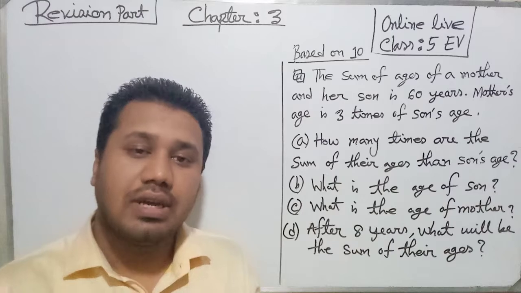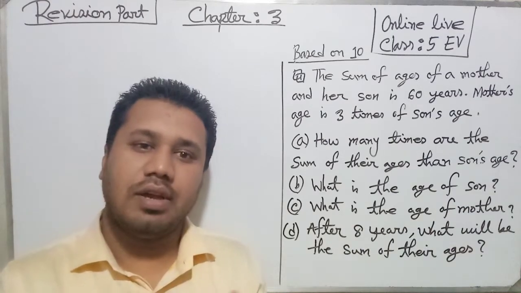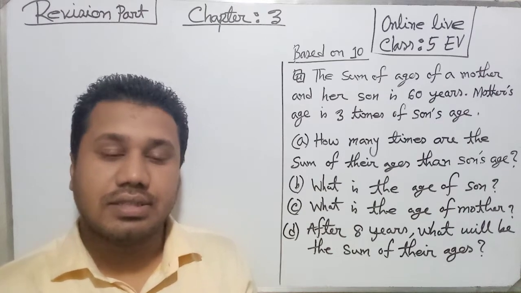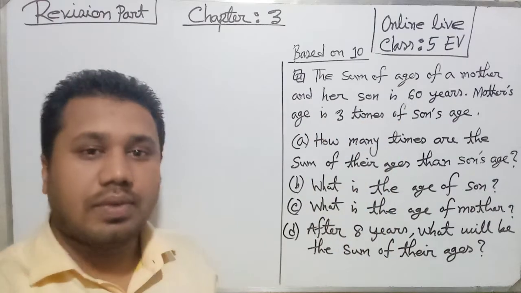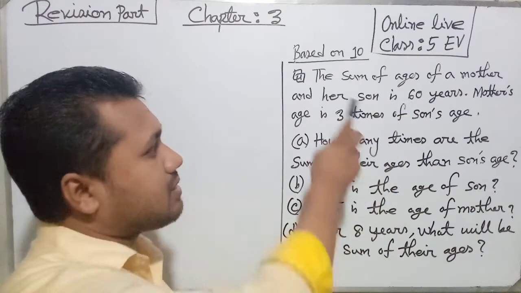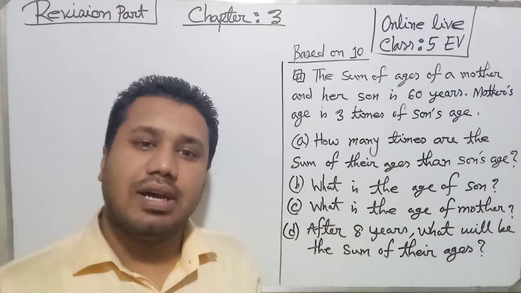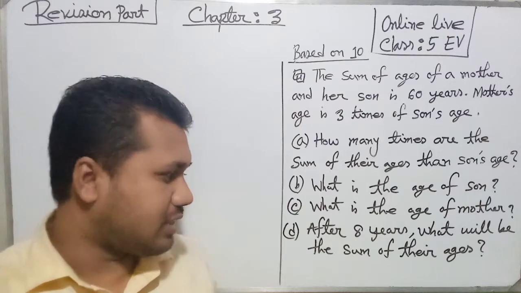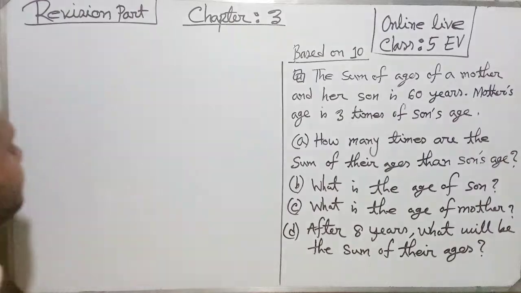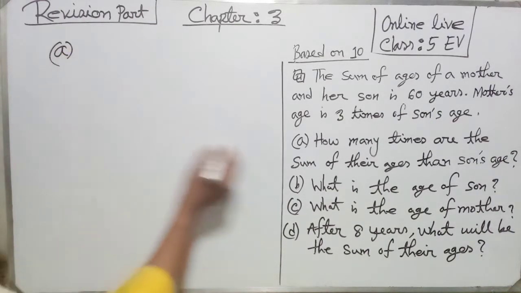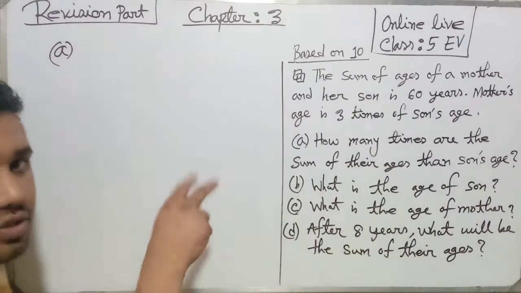Suppose this is the present age. After 8 years, what will be the sum of their ages? That means mother is and son is. At present the sum of their ages is 60 years, so after 8 years, what will be the new sum of their ages? So we have to find D. Now dear students, we can solve. At first, number A, how many times. I will solve this one.